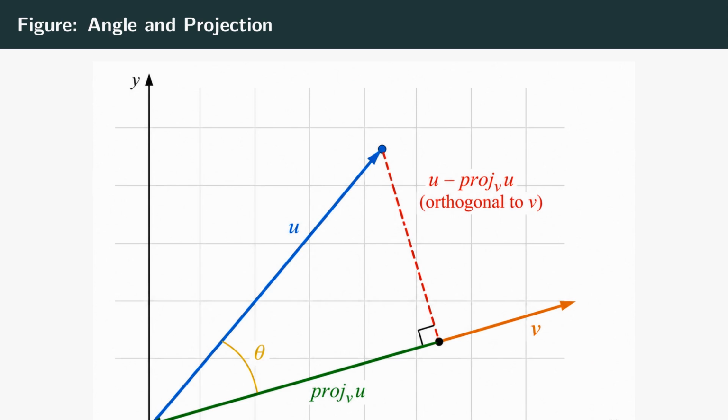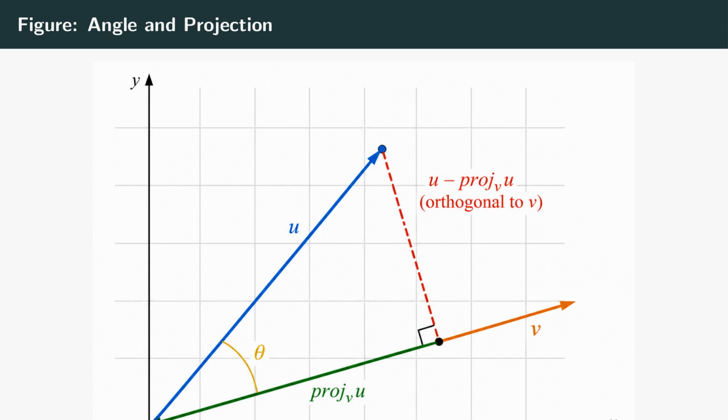Let's put the geometry on a single canvas. Two arrows leave the origin, U in blue, reaching up and to the right, and V in orange, pointing mostly to the right. The gold arc between them at the origin is the angle theta, the very angle whose cosine the dot product computes. Now from the tip of U, we drop a red dashed line straight down onto the line through V, meeting it at a right angle. You can see the little square marking 90 degrees.